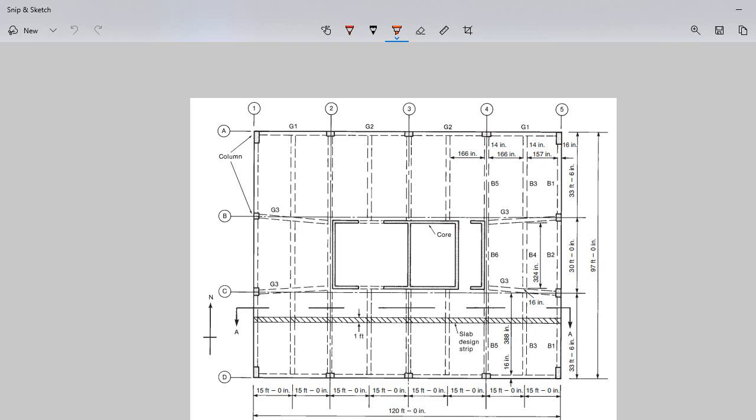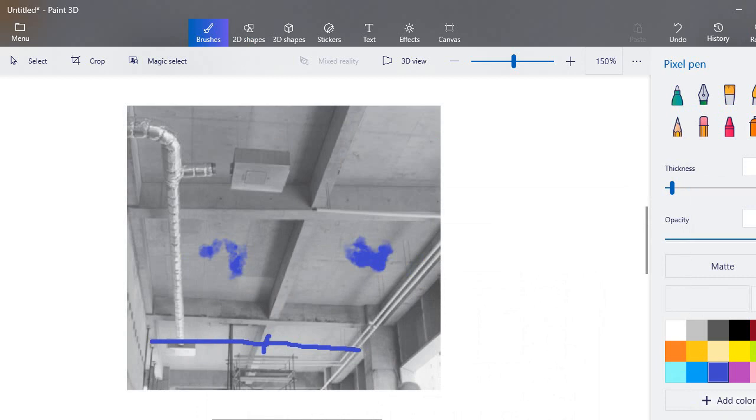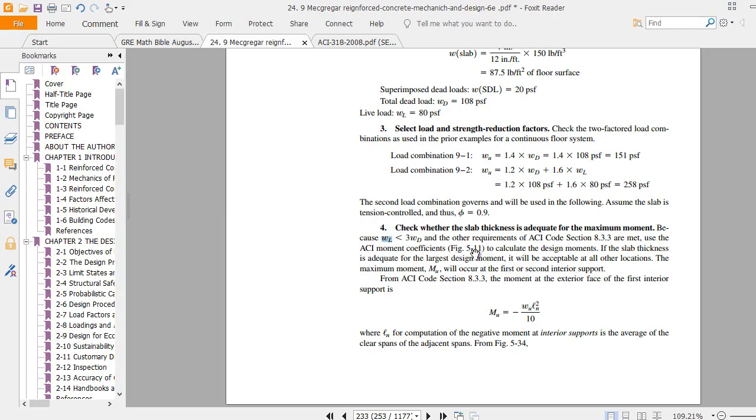These are the ACI criteria. Please check the ACI code criteria whenever you are using the moment coefficient method. These are their limitations. Clear? Those limitations are fulfilled right here, so that's why they are using ACI code section 8.3.3: the moment at the exterior face of the first interior support is this one.